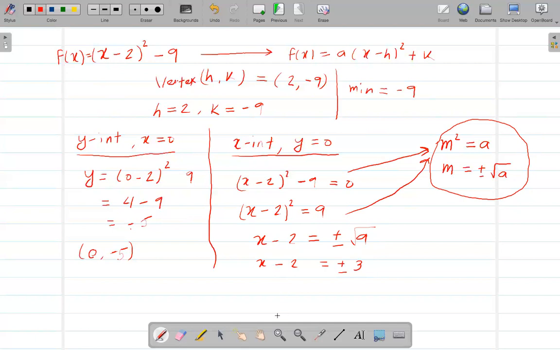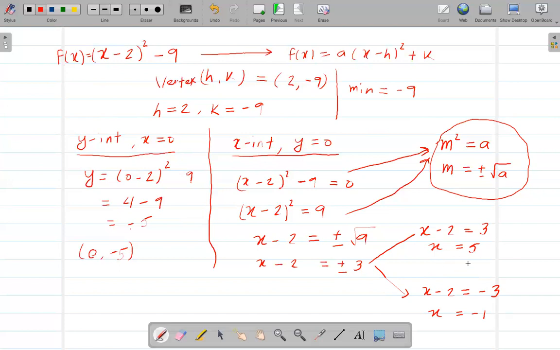So from here we get two conditions or two answers. The first one is with the plus and the second one with the minus. The first one, x minus 2 is equal to positive 3, so x is equal to 5, and the second one is x minus 2 is equal to negative 3, so x is equal to negative 1.